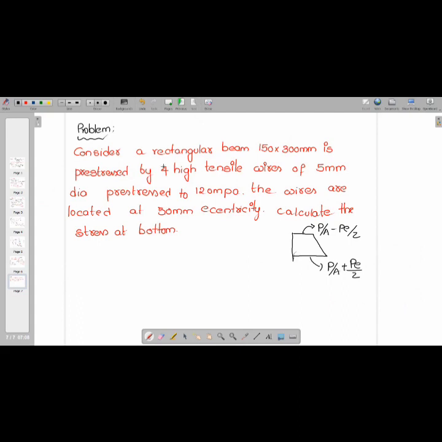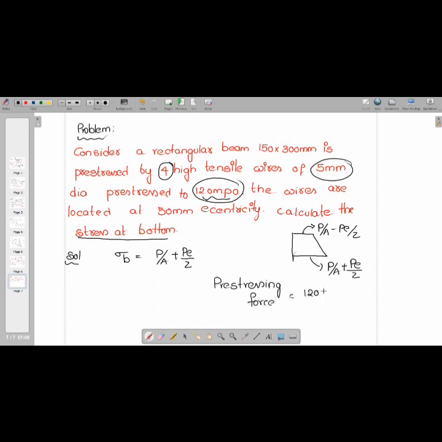Now see, sir, what they have done: 4 high tensile wires of 5 mm dia is pre-stressed to 120 MPa. He is asking what is the stress at bottom, which is equal to load by area plus P e by Z. To calculate the load, they have given stress, so the pre-stressing force should be calculated. This is nothing but stress, 120 MPa, into area.